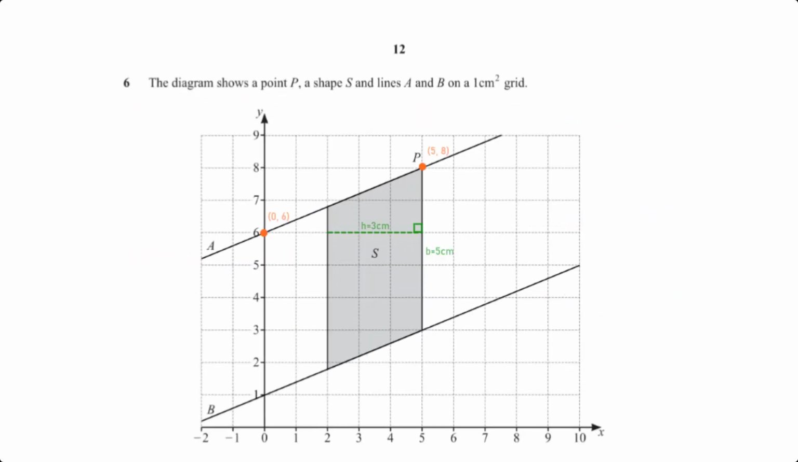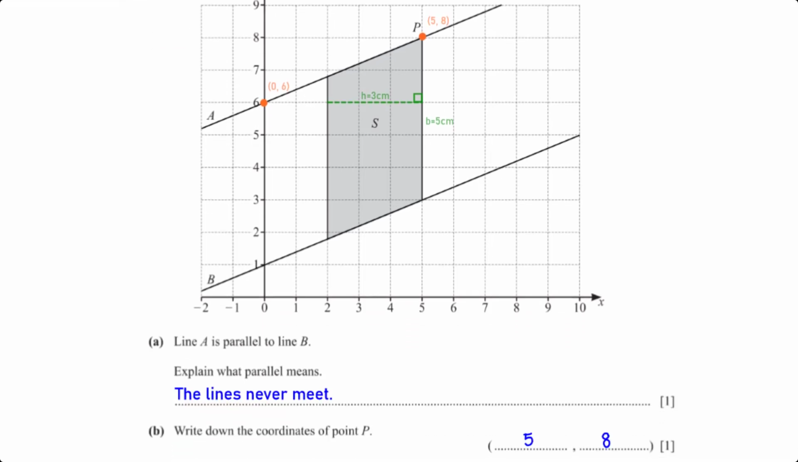The diagram shows a point P, a shape S, and lines A and B on a 1 cm square grid. Line A is parallel to line B. Explain what parallel means. When two lines are parallel, they never meet, or they have no meeting point.